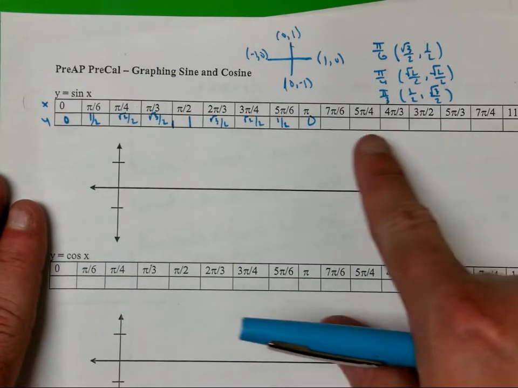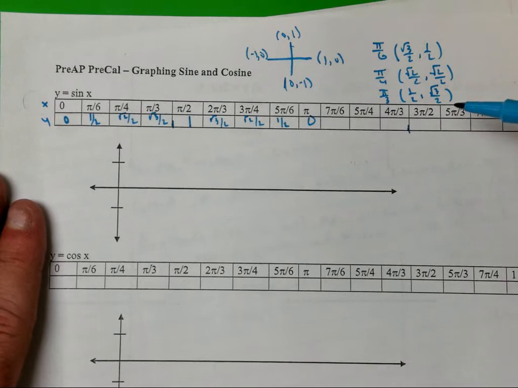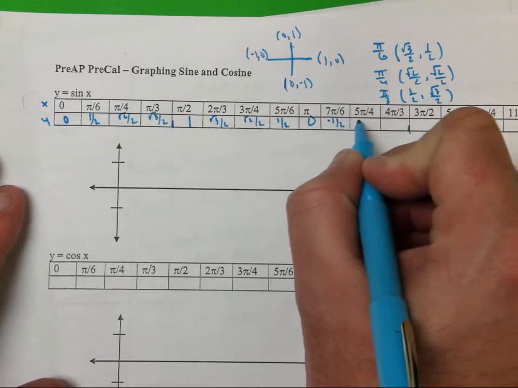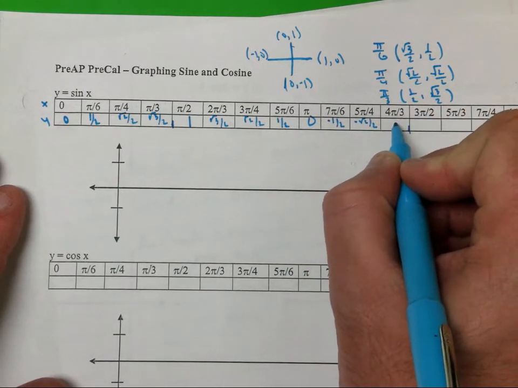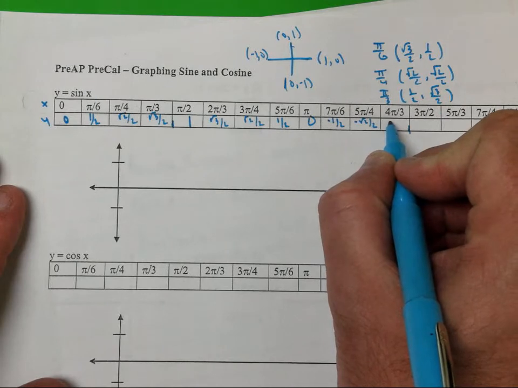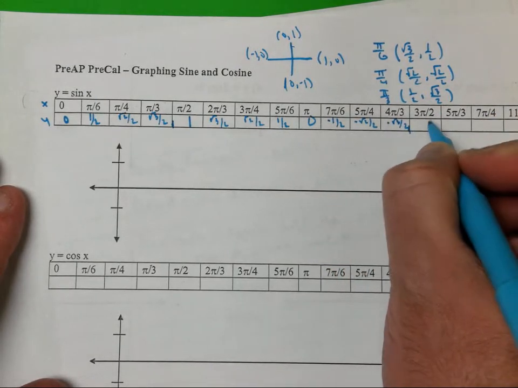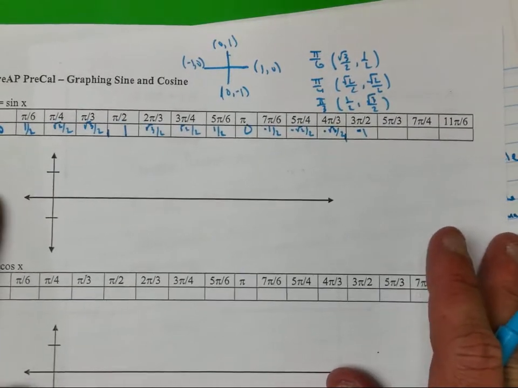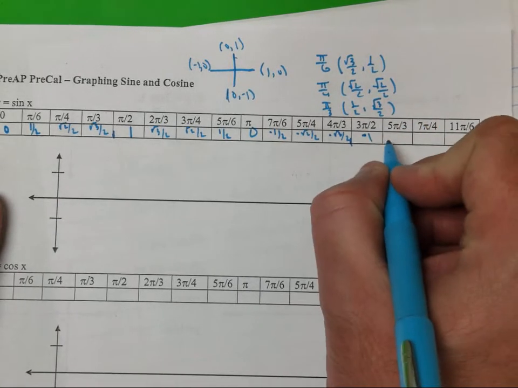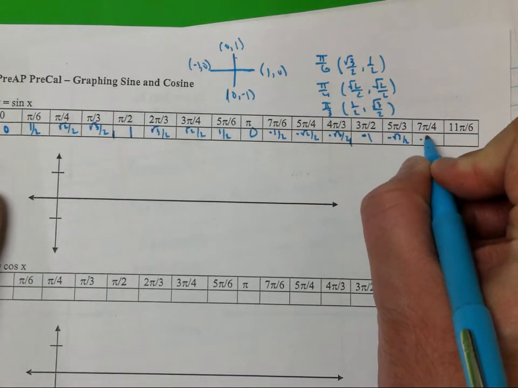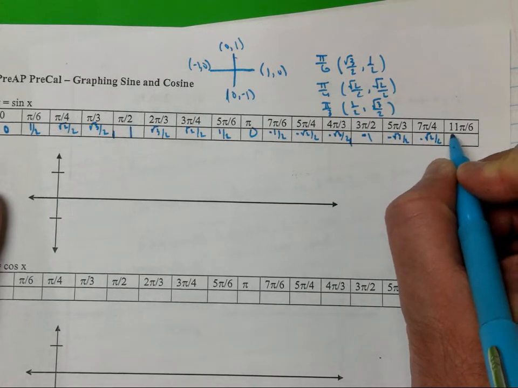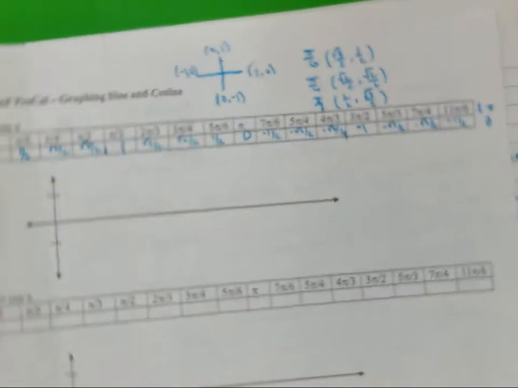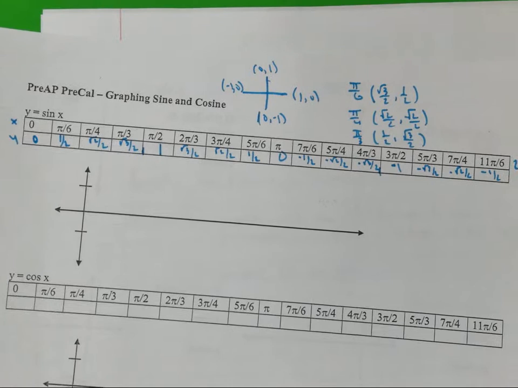Now we move into quadrant 3. You know in quadrant 3 your y is negative. 7 pi over 6 will be negative 1/2. Negative square root of 2 over 2. 4 pi over 3 will be negative square root of 3 over 2. 3 pi over 2 is here. That would be negative 1. Then we move into quadrant 4. Y is negative. Negative square root of 3 over 2. Negative square root of 2 over 2. 11 pi over 6 will be negative 1/2. I'm going to go ahead and add 2 pi here. Back here would be 0. So that is what we're going to graph in just a second.